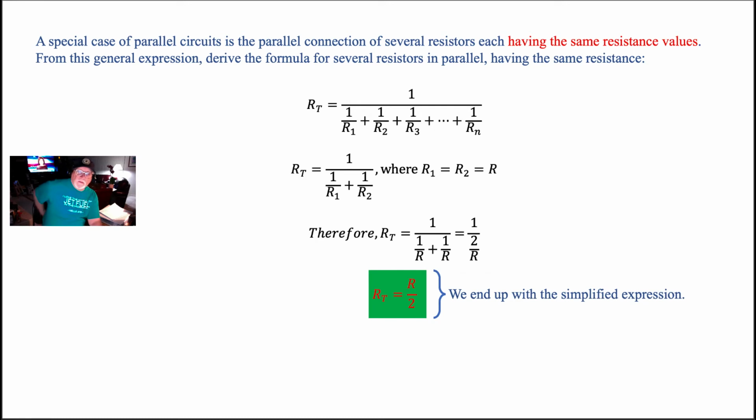This will become valuable to us again when we do more parallel circuit analyses and simplifications, because we can tell by inspection that where we have like values of resistances, the total becomes smaller than the smallest. So we end up with, again, a simplified expression in this case of R divided by 2.